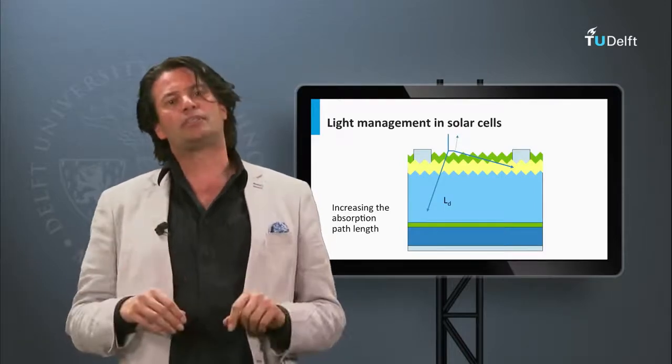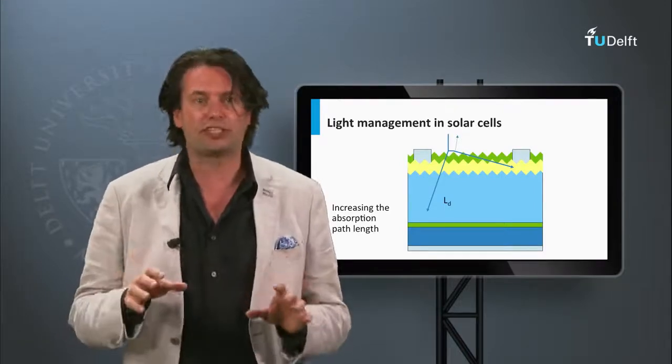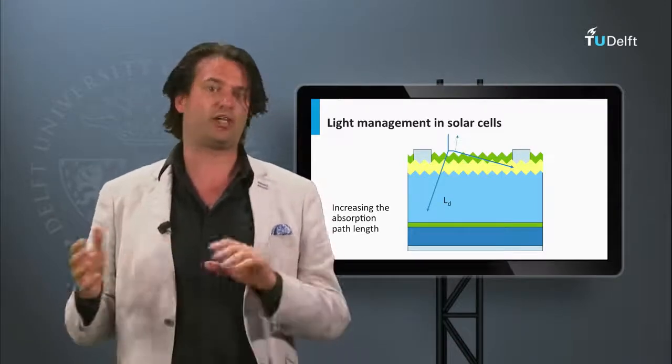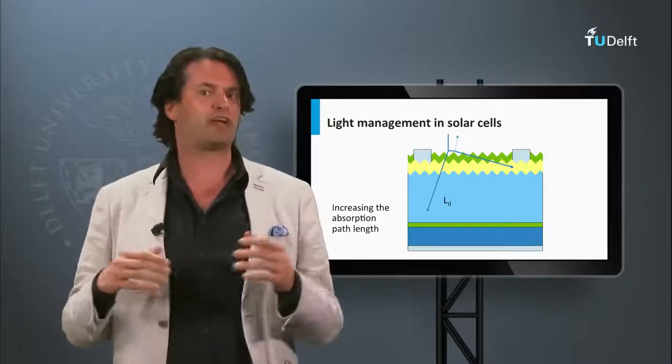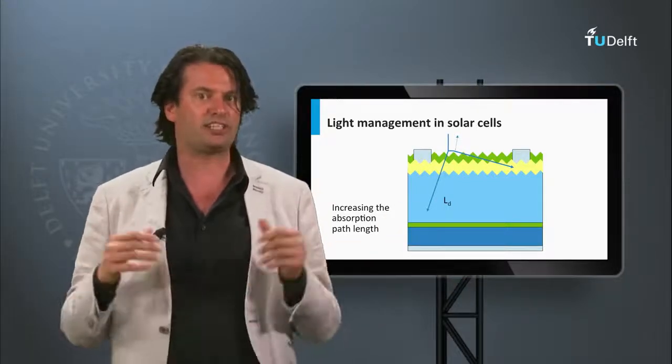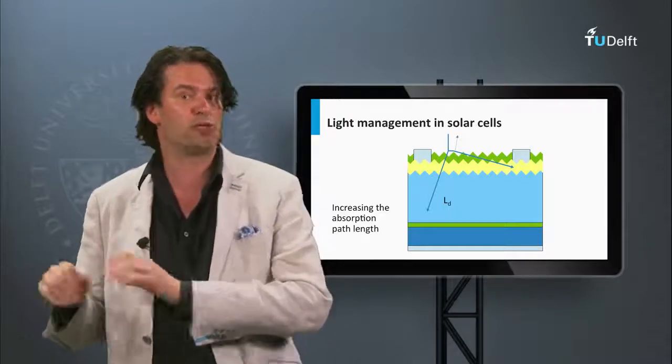In the coming weeks, we will discuss various tricks to scatter the light on the angles into the absorber layer. Here you can see an example of scattering at microscopic texture, which enhances the absorption path length in the absorber layer.